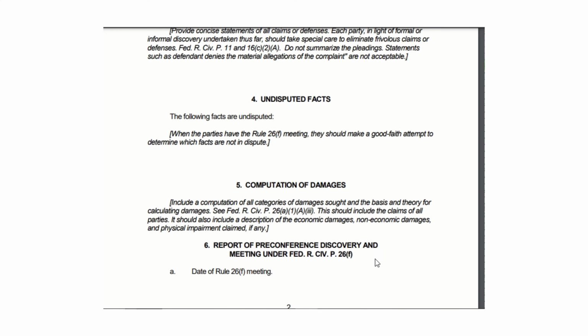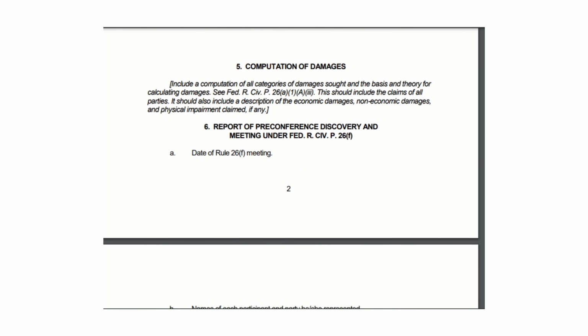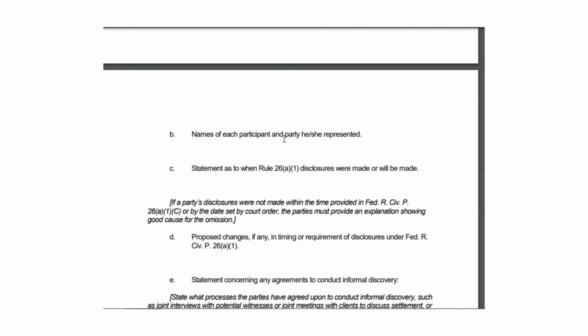Number 6, report of pre-conference discovery and meeting under Federal Rules of Civil Procedure 26. And this is what's involved in that. You want to review Federal Rules of Civil Procedure 26. The date of the Rule 26(f) meeting, this meeting that the parties are having, that is your 26(f) conference. You need to state that here. Name of each participant and party that the attorney represents, or if you're pro se, your information would go here. A statement as to when Rule 26(a)(1) disclosures were made or will be made. You need to read Rule 26(a)(1) because there are certain disclosures that both parties need to make. So read that, and it will guide you as to what information you need to report.